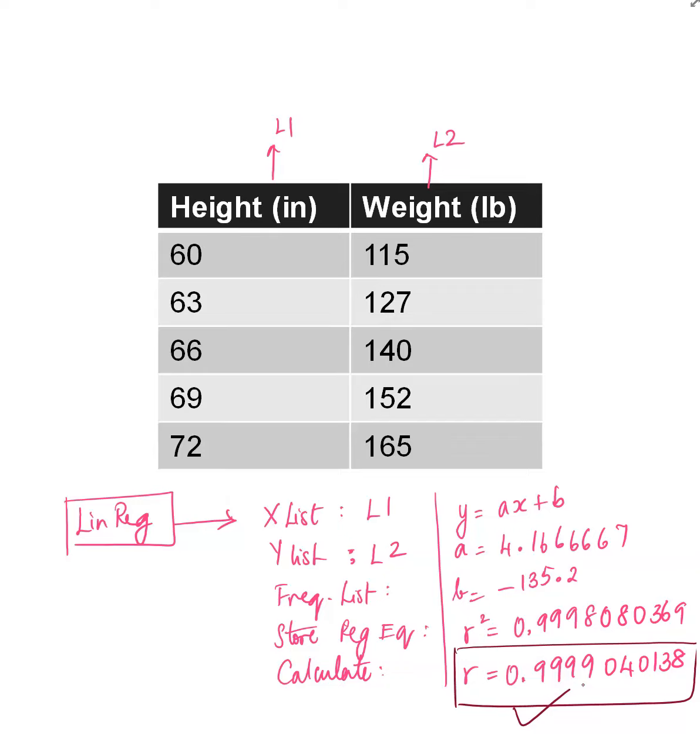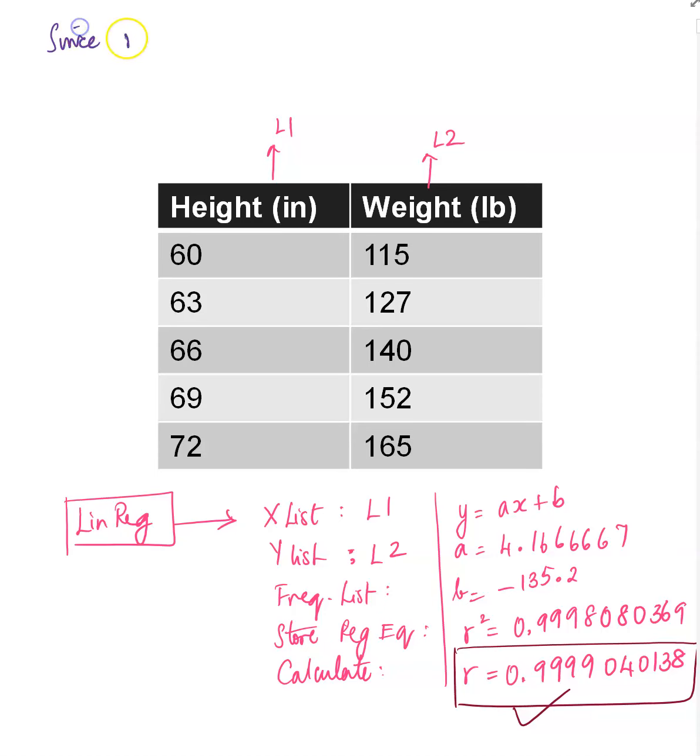And this r, as you can see, is 0.99. It's so close to 1, so you can tell that there is a strong positive correlation between the height and the weight. Or in other words, as the person's height increases, the weight increases, right? And we can predict that the weight would increase. So I want to write that out here.